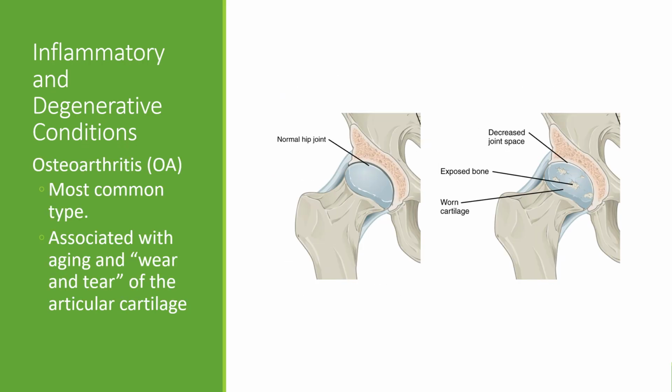So we're going to talk about the 3 most common forms of arthritis, but realize that there are some other forms out there too that you'll see. But the things you're going to see most is osteoarthritis, or OA. This is the most common type of arthritis. It is typically associated with aging and the wear and tear of the articular cartilage, hence the reason why I've had my knees replaced. It just is something that happens to all of us as we get older.